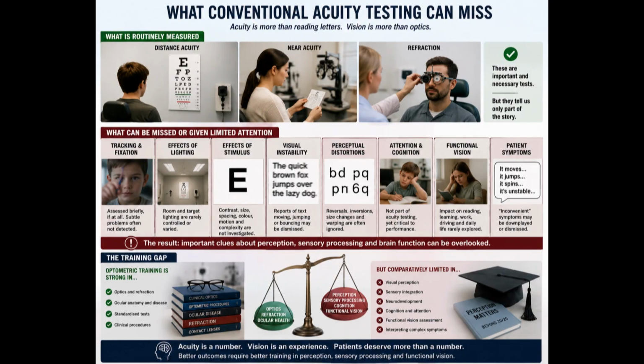An optometrist should take reports such as reversing or inverting letters, jumping around the chart, or describing words and text as moving, unstable, bouncing, or spinning seriously as potentially meaningful visual symptoms. However, conventional acuity testing often treats these responses as evidence that the patient is unreliable, rather than as information about how the visual system is functioning. Such experiences are particularly relevant when assessing people with dyslexia, autism, or other neurodevelopmental difficulties, where the way visual information is processed may differ from the assumptions built into standard acuity testing.